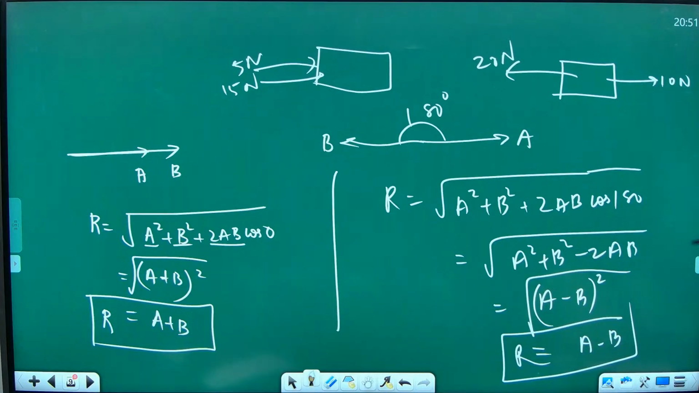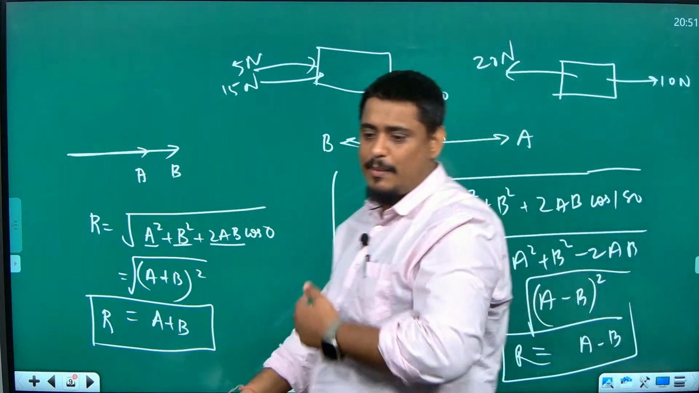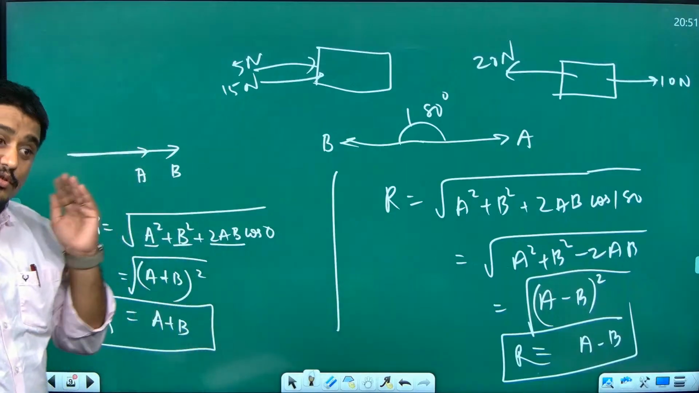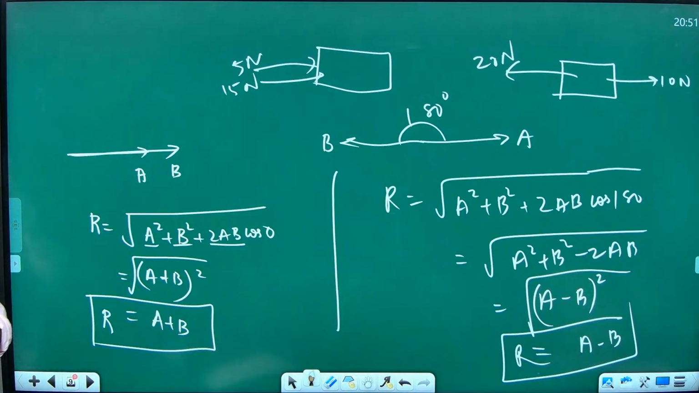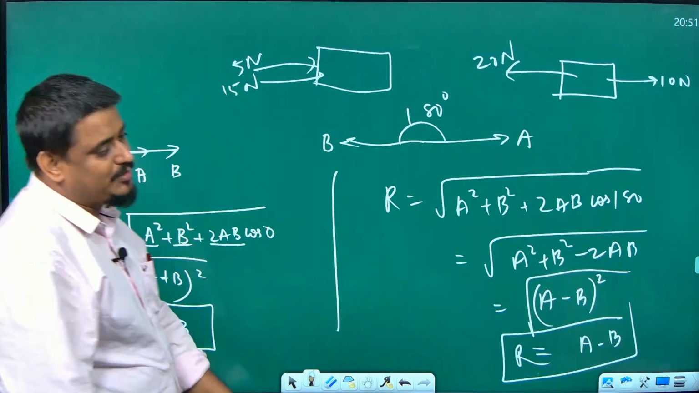You may say, sir, that time we added algebraically, but now you are saying to add by vectors. That time also you used vectors without your knowledge, indirectly. Because when they are in the same direction, R becomes equal to A plus B.